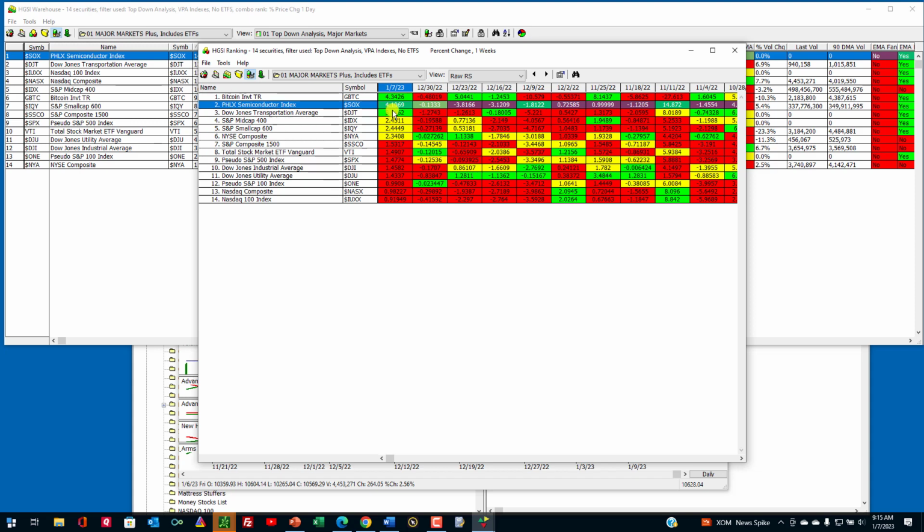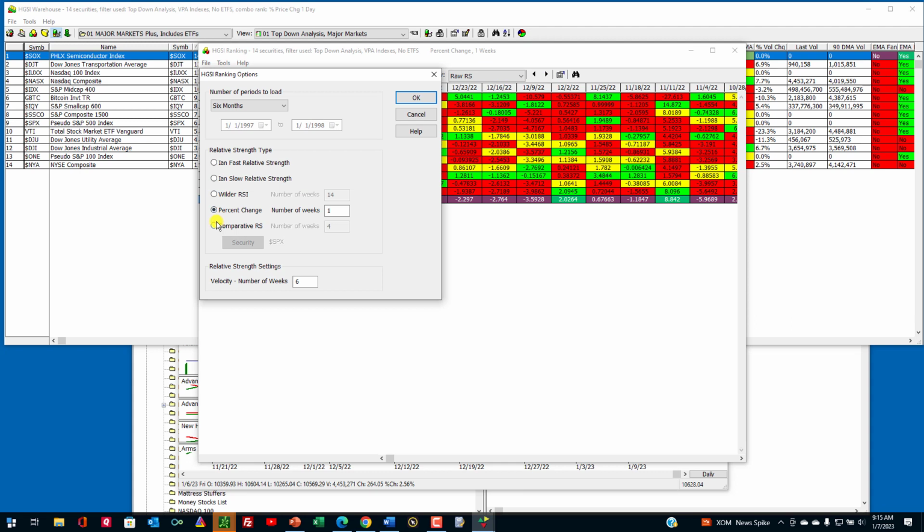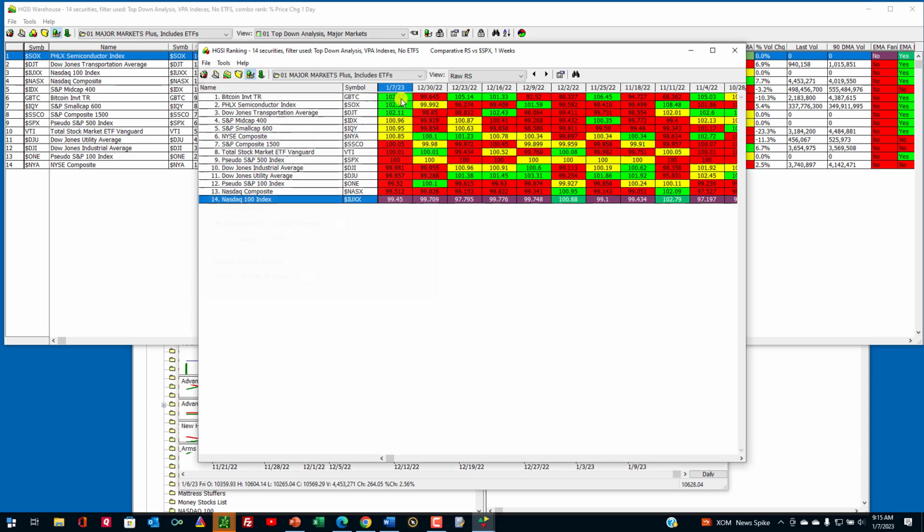And you can see that the stocks, money poured into the stocks, and then the transports. And looking at these major indexes, the NASDAQ 100 was the weakest based upon a percent change. If I change this to compared to the S&P over a 1 week period, you can see that the Bitcoin Investment Trust outperformed the S&P by 2.82%. The stocks outperformed by 2.59%, transports by 2.11%, and so on.